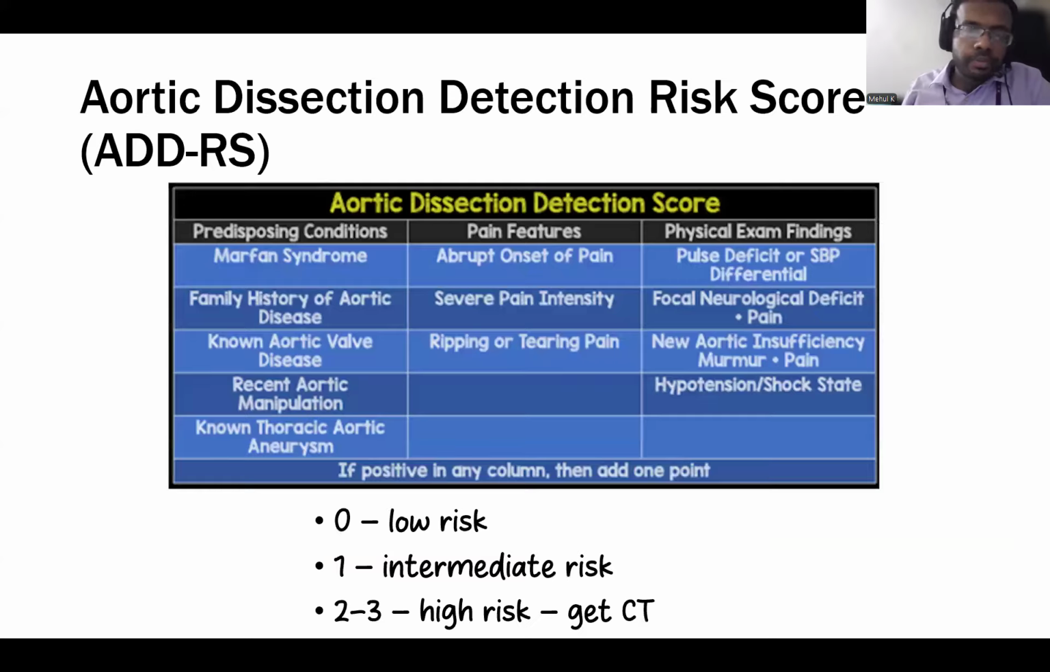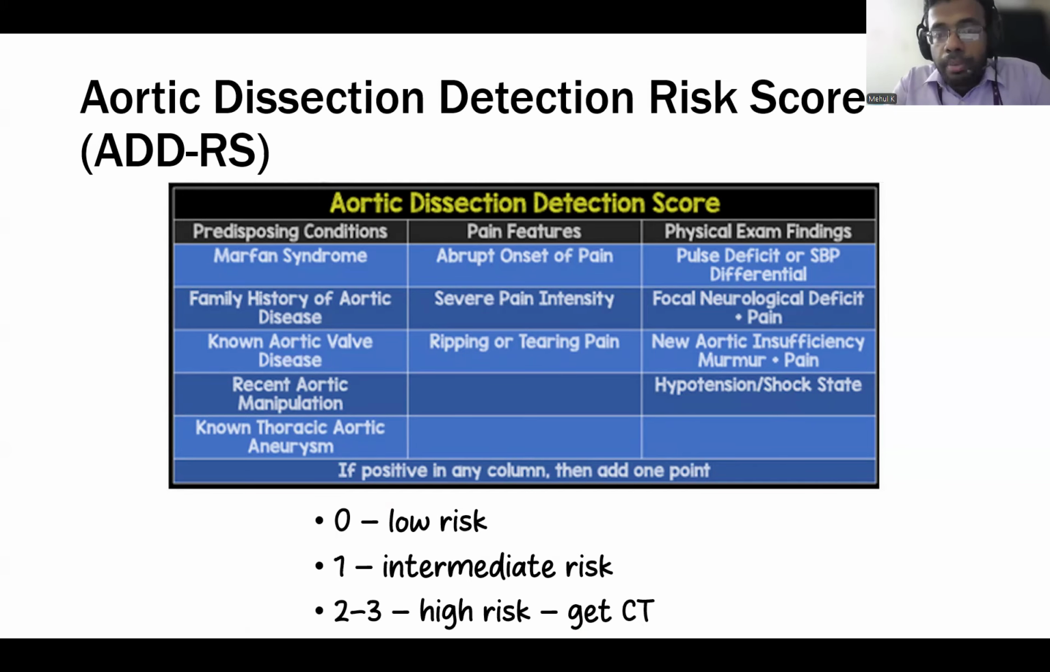So, now coming to the ADD-RS score, what do you mean by ADD-RS? It is the aortic dissection detection risk score. It is quite simple. Basically, it has only three things. One is predisposing factors, risk factors. We already discussed various risk factors: Marfan, family history of aortic disease, any kind of recent aortic manipulation, etc.